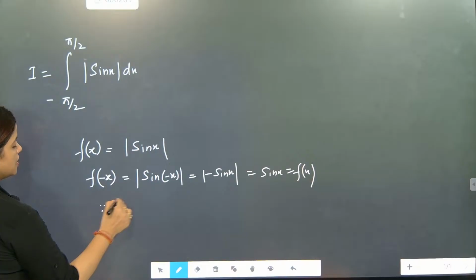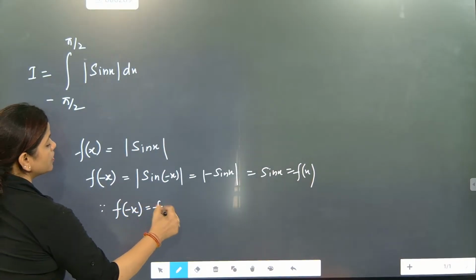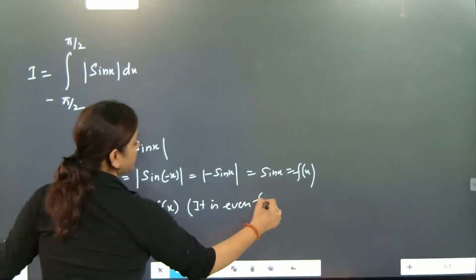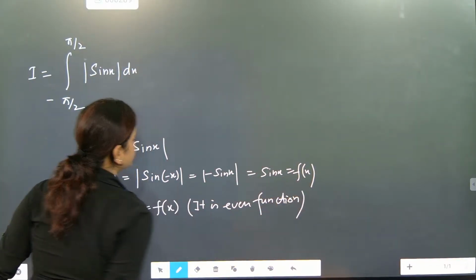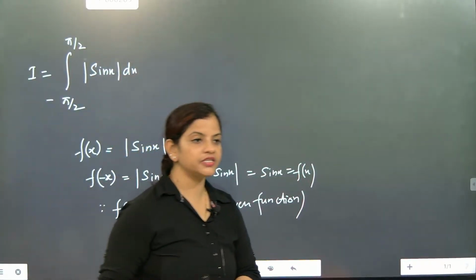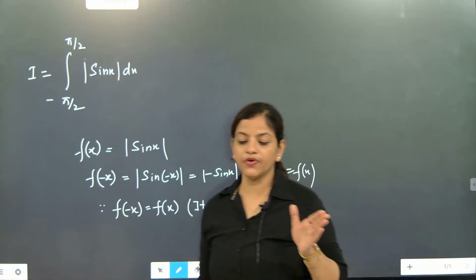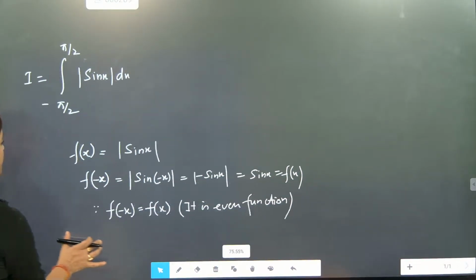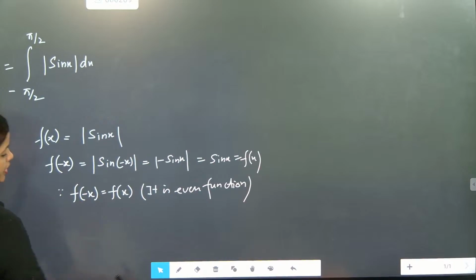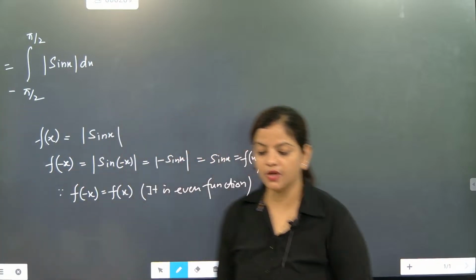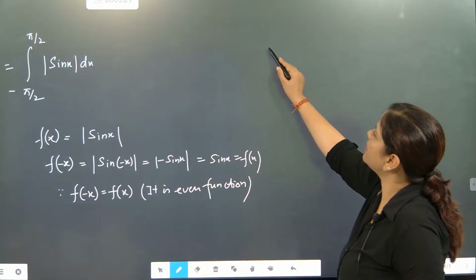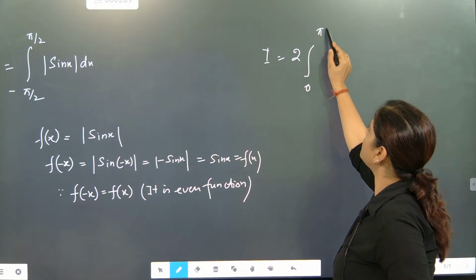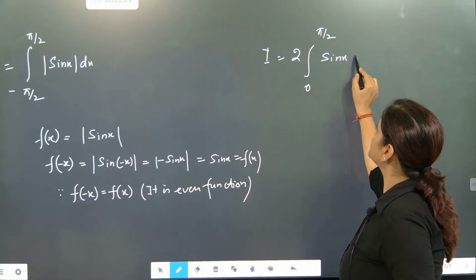So since f of minus x is equal to f of x, it is an even function. It is not an odd function. When you take f of minus x and it gives you f of x, it is not an odd function, it becomes an even function. In the case when it comes out as an even function, what we are supposed to do here is, I is equal to 2 times the integral from 0 to pi by 2 of sin x dx.